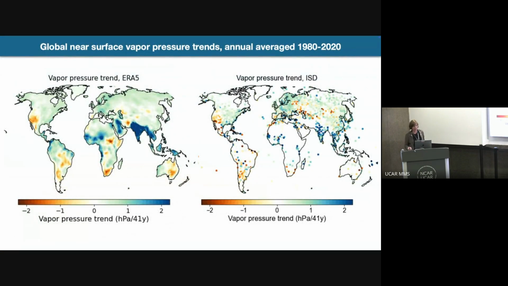This follows on from a paper we published last year, which argued that historical trends in near-surface humidity are being misrepresented in models. On the left, you see trends in annual mean vapor pressure for ERA5 from 1980 to 2020. On the right, you see trends in the ISD station data. ERA5 in these long-term trends looks very similar to the station data, so we're trusting ERA5.